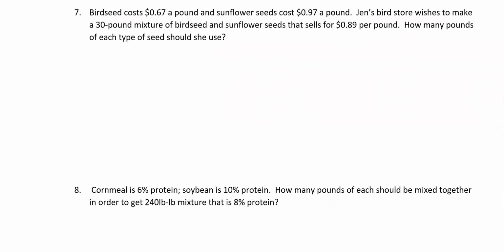Number 7. Bird seed costs 67 cents a pound. Sunflower seeds cost 97 cents a pound. Jen's Bird Store wishes to make a 30-pound mixture of bird seed and sunflower seeds that sell for 89 cents per pound. How many pounds of each types of seed should she use?